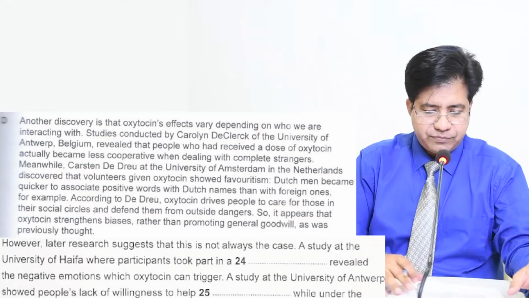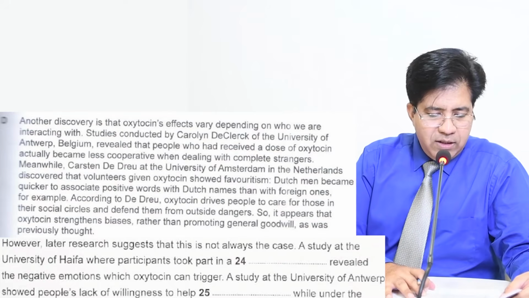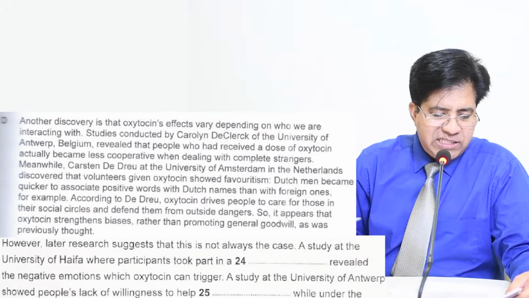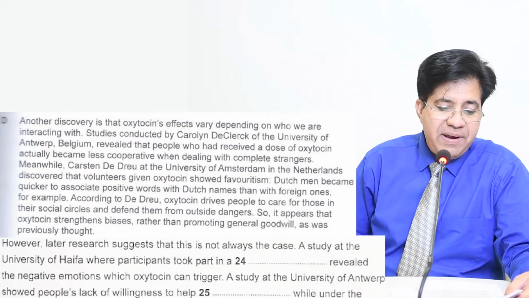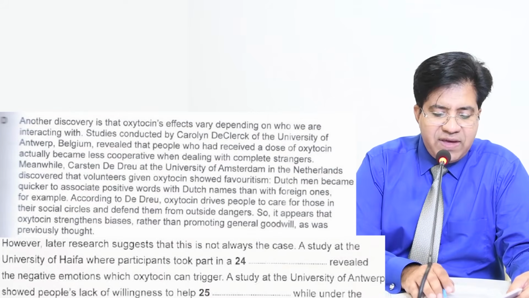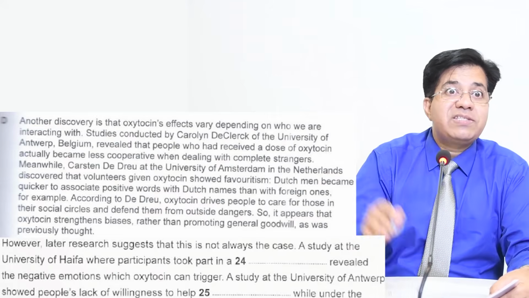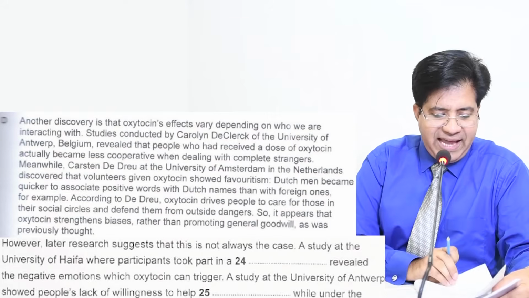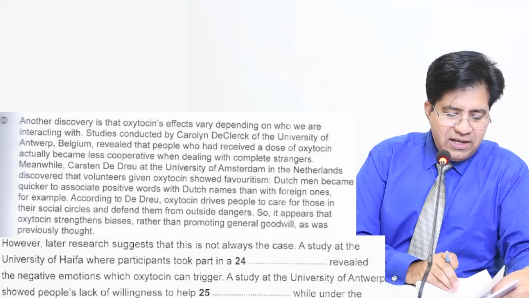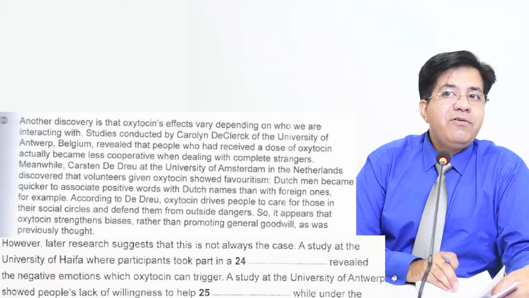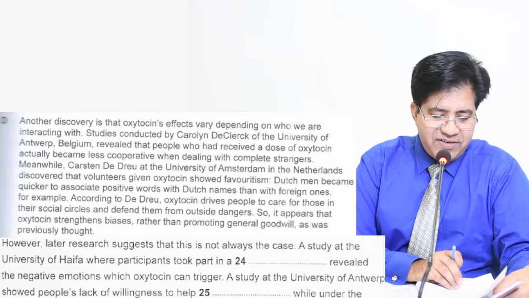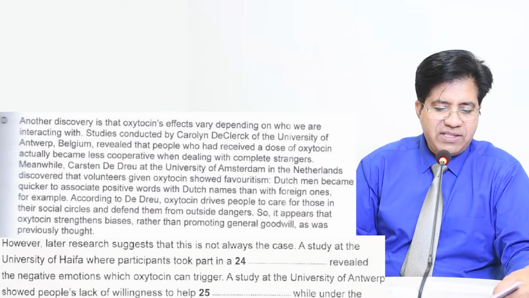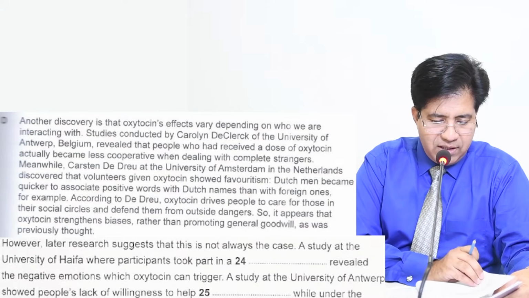Let's go back. Paragraph D. University of this Belgium revealed that people who had received a dose of oxytocin actually became less cooperative when dealing with complete strangers. Less cooperative. What is the word for that? Less cooperative means lack of willingness to help. When you are less cooperative, that means there is the lack of willingness to help. So the answer is strangers. With complete strangers. Okay? Next we go on.